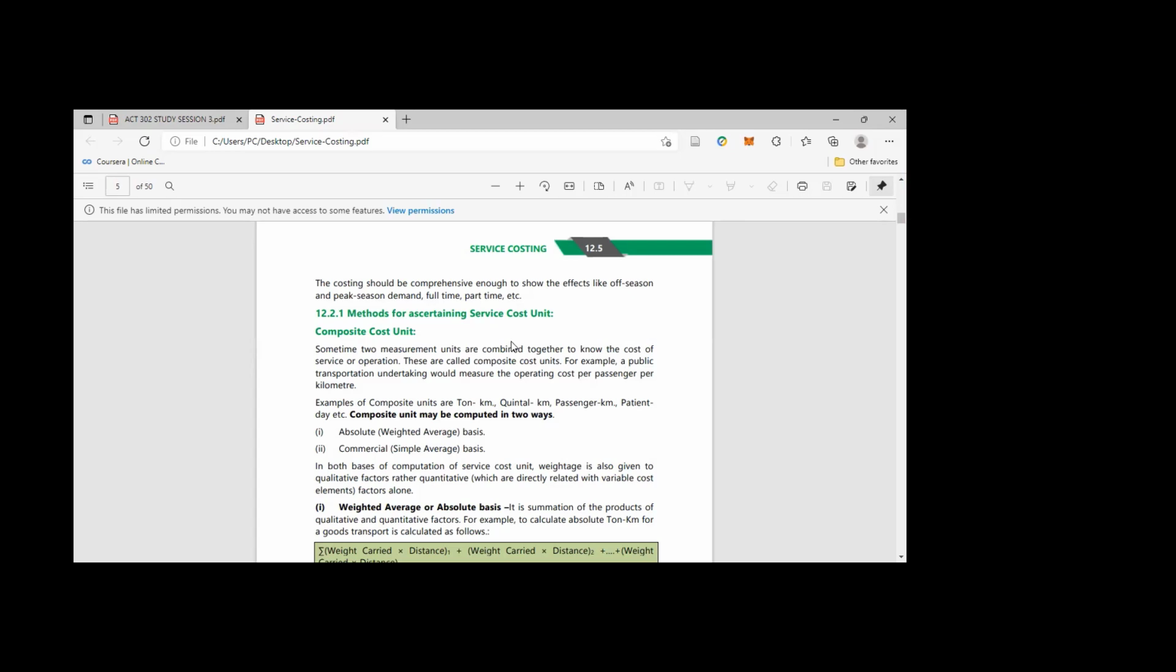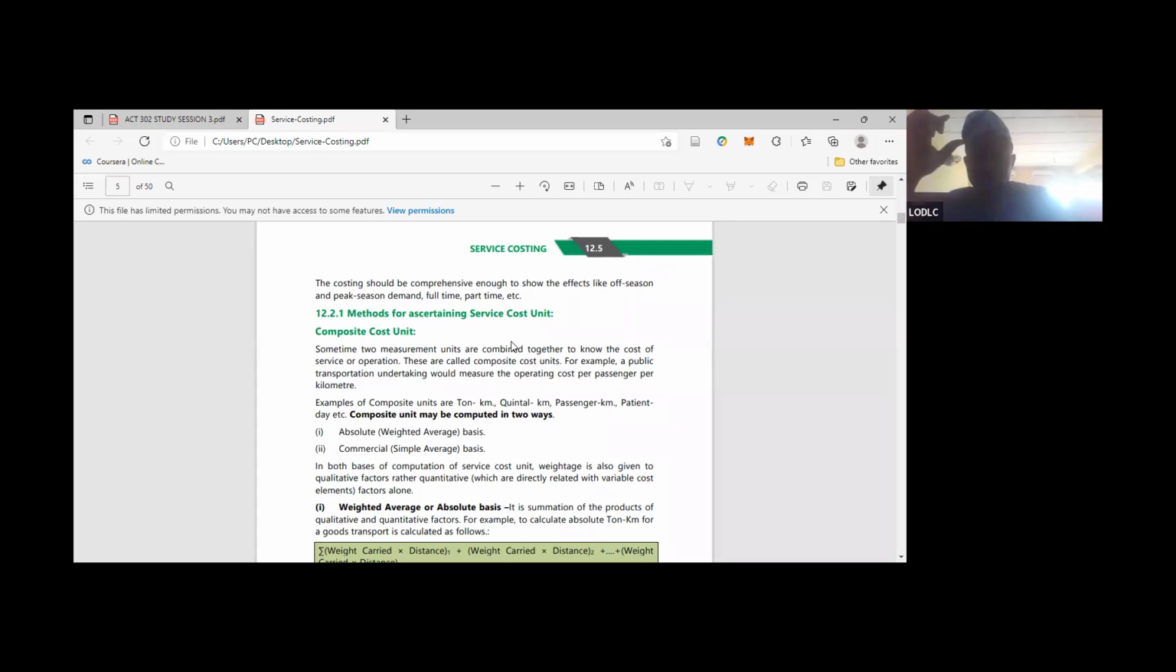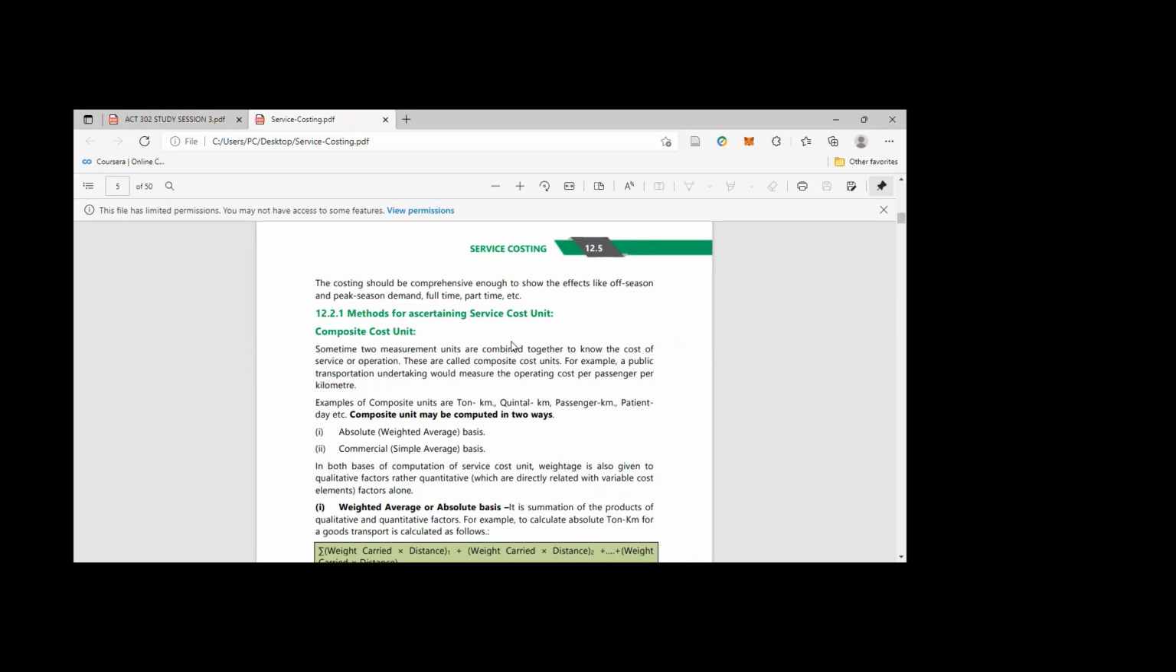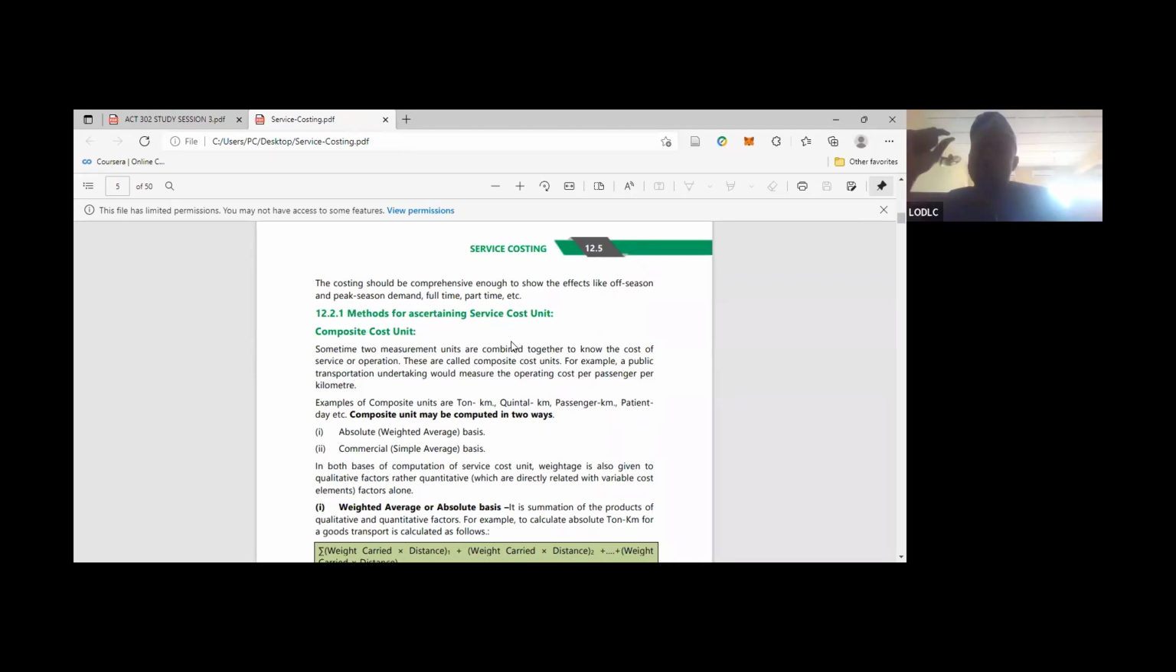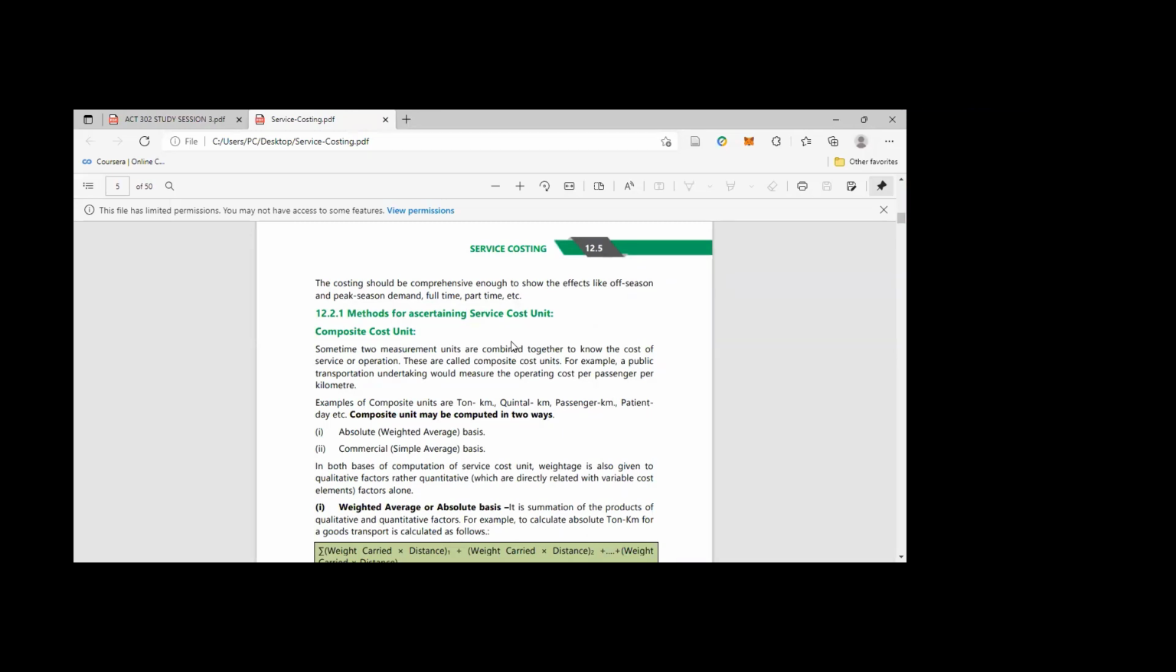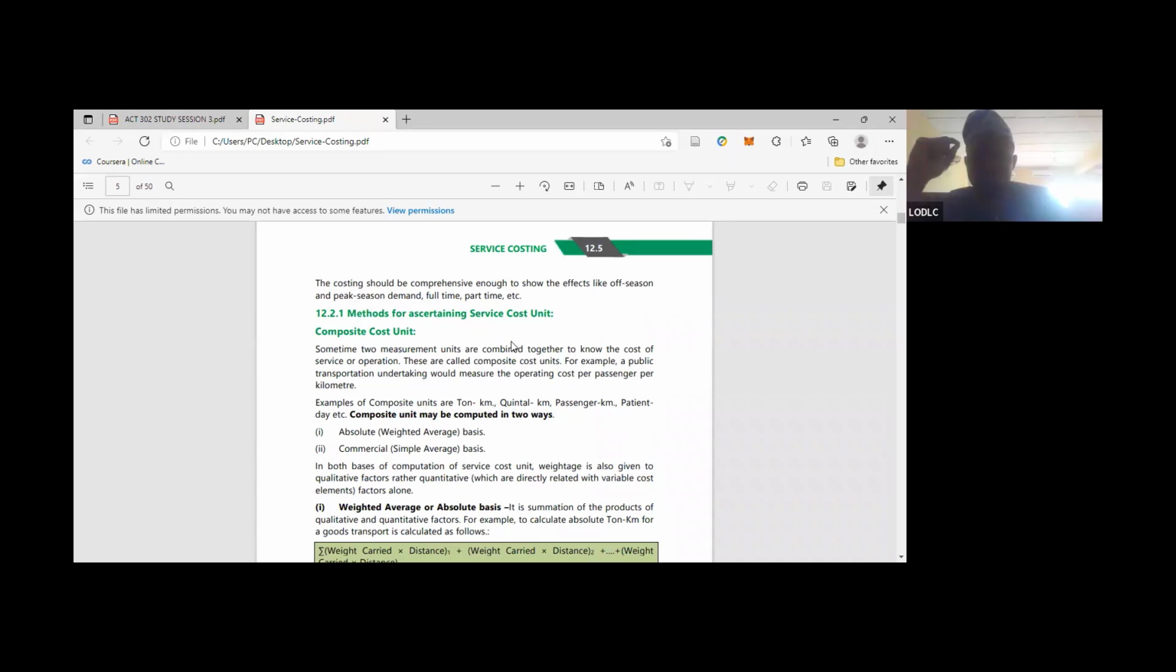So 2 ways are required to compute composite units. We have the absolute basis, which is also known as the weighted average basis. And we have the commercial basis, which is also known as the simple average basis.